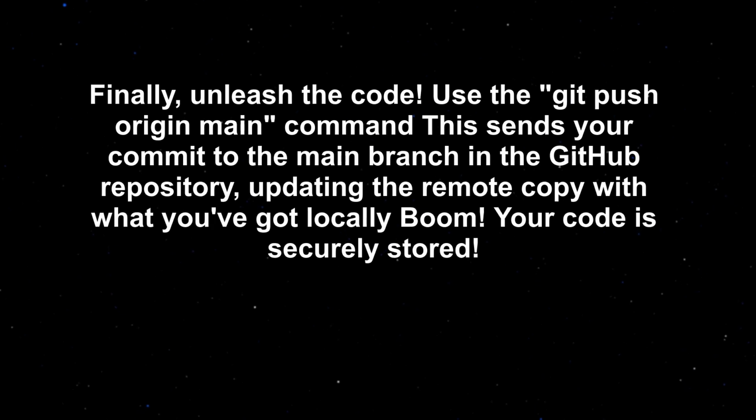Finally, unleash the code. Use the git push origin main command. This sends your commit to the main branch in the GitHub repository, updating the remote copy with what you've got locally. Boom, your code is securely stored.